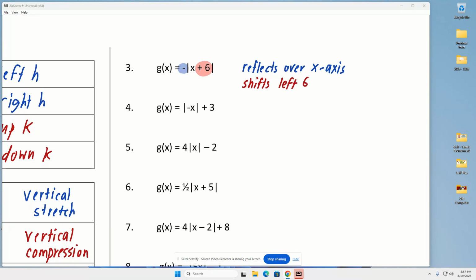Number 4, multiplying by a negative, right? We're multiplying by a negative. Let me use a different color just so we don't run into stuff. We're multiplying by a negative. It's inside, so it's a horizontal reflection. A horizontal reflection means it reflects over the y-axis. It's horizontal. And then finally, we're adding 3. Where? Outside. That's a vertical shift. It is what it is, so that's a shift up 3.